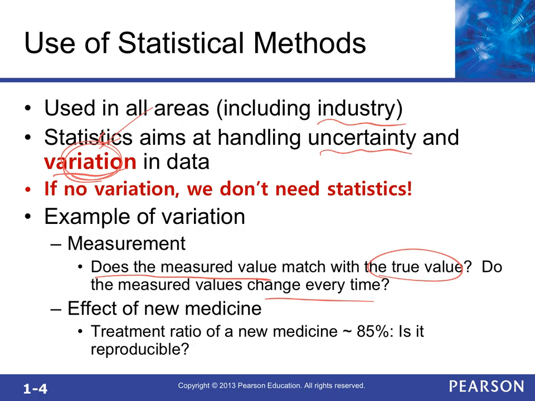Let's consider another example, the effect of a new medicine. When scientists develop a new medicine, they definitely test it, but the problem is there are variations in the effect of this medicine. So, for example, if some scientists get a treatment ratio of 85% for a new medicine, it is really questionable whether that can be reproduced. So, this is another example of the variations in the data.